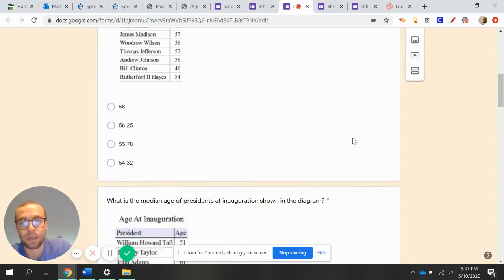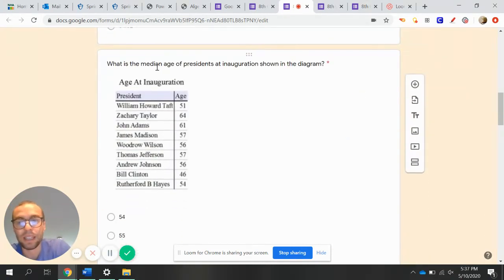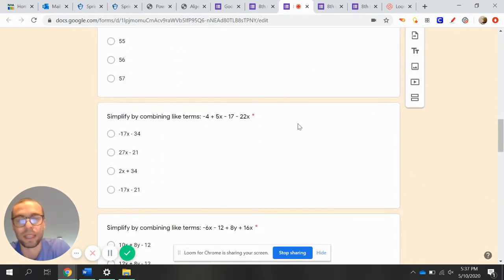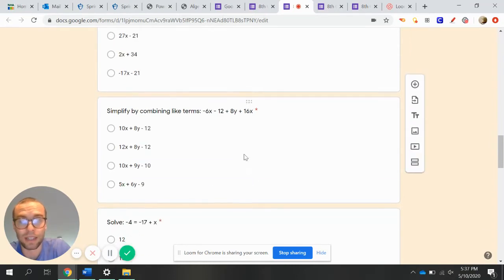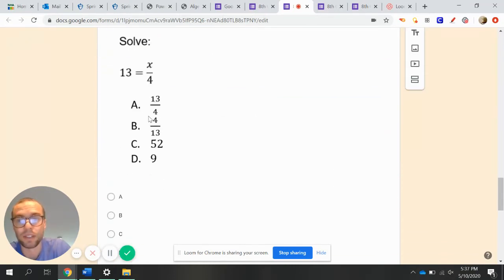If I then continue on here, the median is when you line up all the numbers lowest to largest, and then you look for the one in the middle. So that's where you're crossing off on each side until you have the middle number. That'd be the median number. This is combining like terms again. So just reviewing back there, combining like terms, solving.